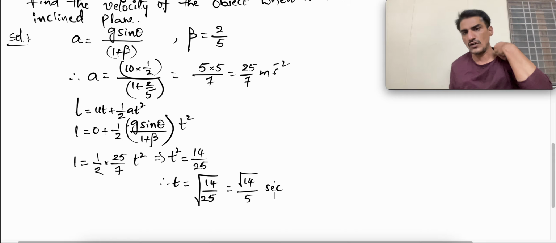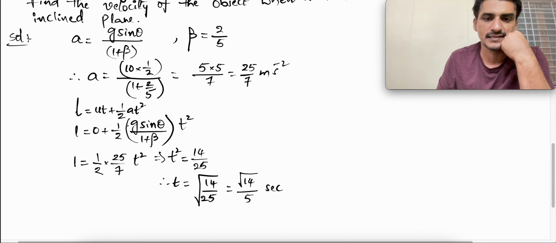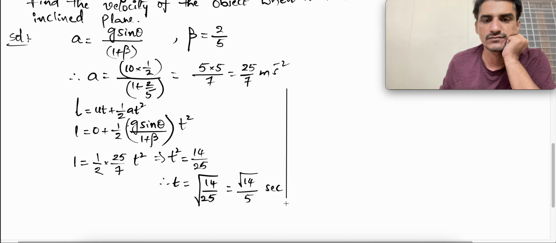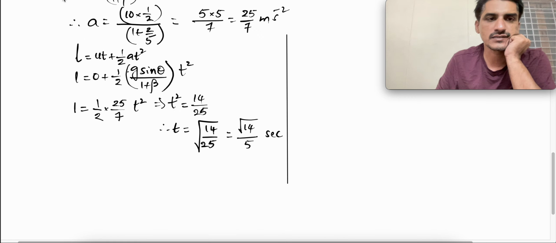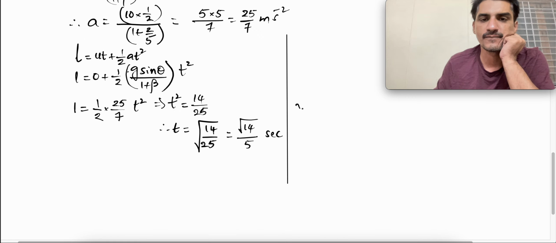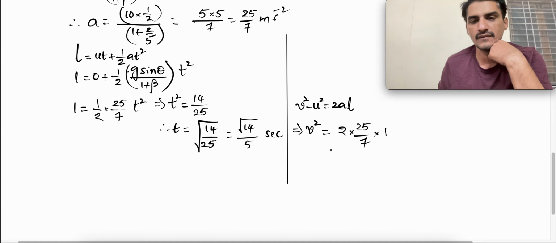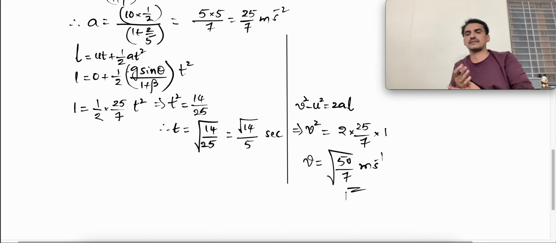We have got it. If you want to find the velocity, it is quite simple. V square minus u square is equal to 2as. I need not apply the t value again, so it is better to apply v square minus u square is equal to 2as, right? So v square minus u square is equal to 2a into s, where s is L. We need to find the v square value. U value is 0, so it is equal to 2 into 25 by 7 into L value 1, which means 50 by 7. Therefore v is root of 50 by 7 meter per second. This is how we have to calculate the velocity.